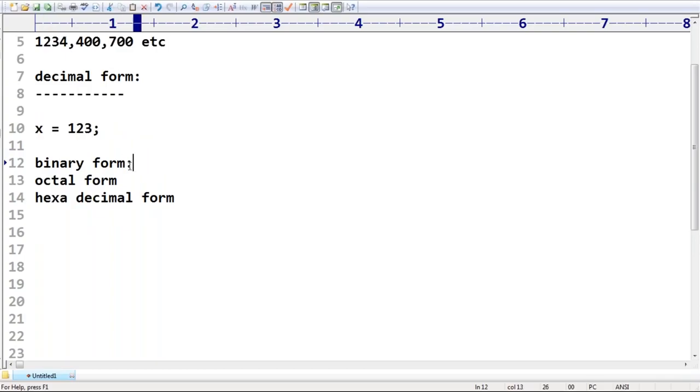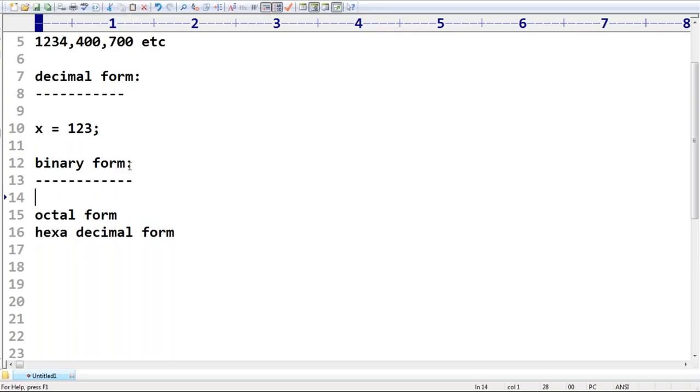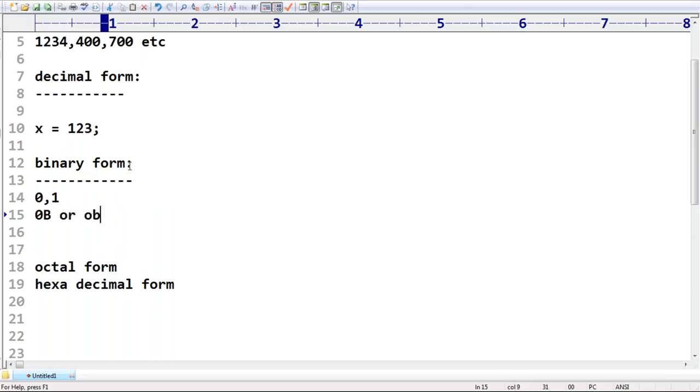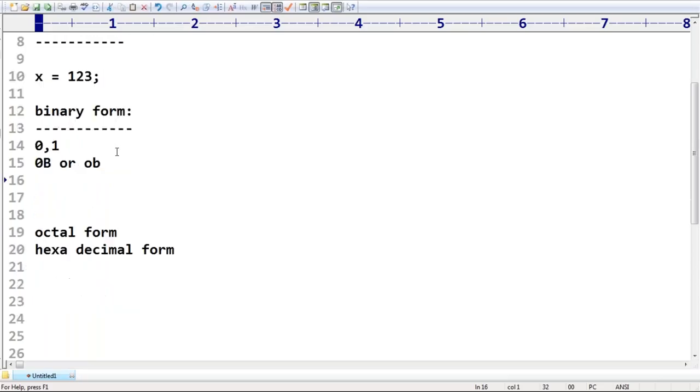Binary form means base 2. The allowed digits are 0 and 1. The literal value should be prefixed with 0b (small b) or 0B (capital B). Such numbers are by default considered binary numbers.